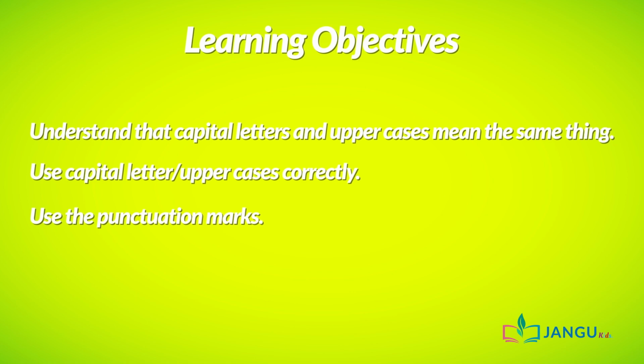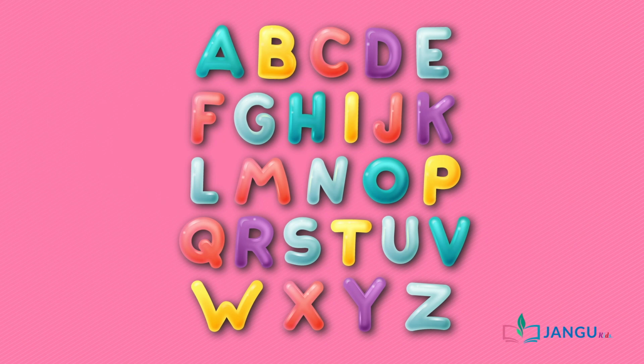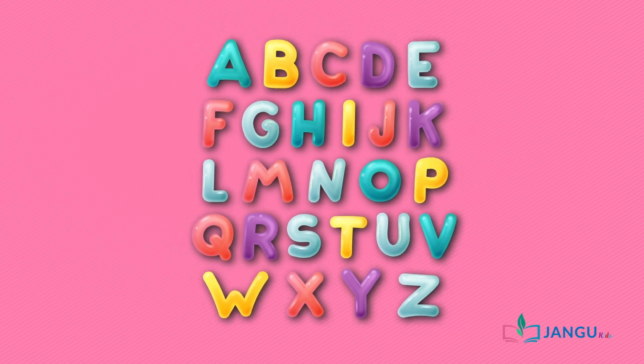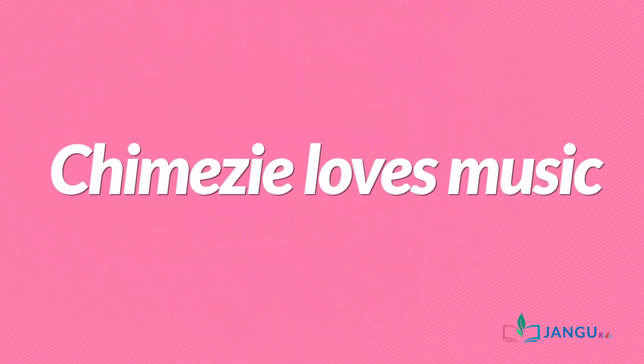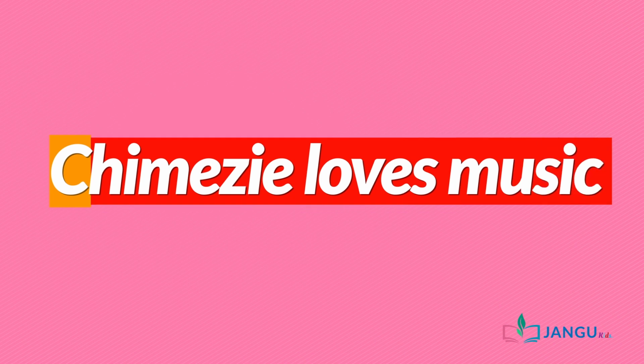Yay! Now let's begin. Capital letters are also referred to as uppercase letters. They are used to begin a sentence, a paragraph, and a proper noun. When writing a sentence or paragraph, the first letter of the first word of that sentence should be written in capital letter or uppercase, while the rest of the sentence or paragraph should be in lowercase or small letters.